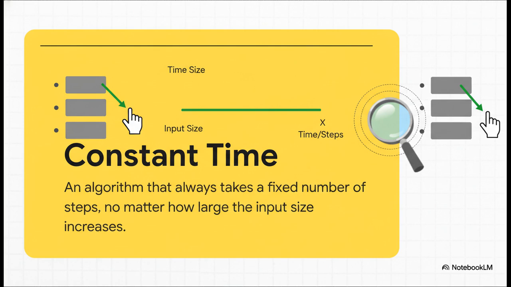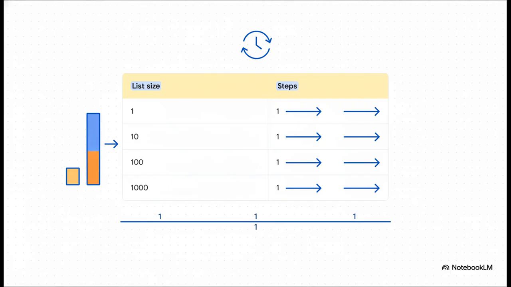A perfect example? Grabbing the very first item in a list. I mean, who cares how long the list is? The first item is always right there at the beginning. And you can see that right here in this table. The list size grows from 1 to 10, then all the way to 1,000. But look at the steps column. It doesn't budge. It's always just one single step. That is as predictable and efficient as it gets.